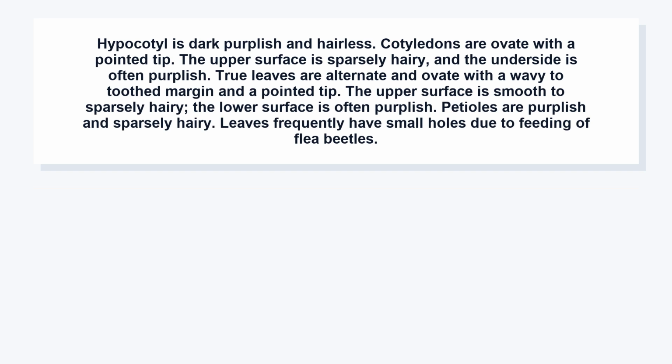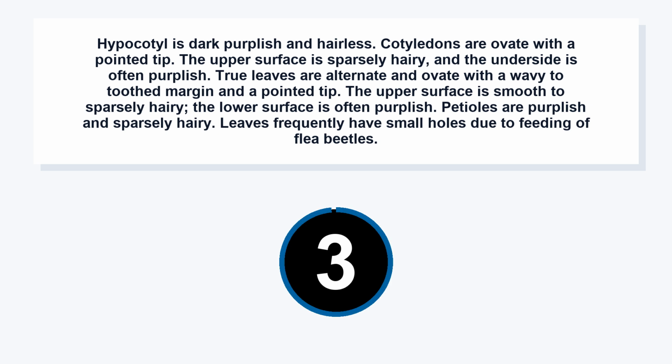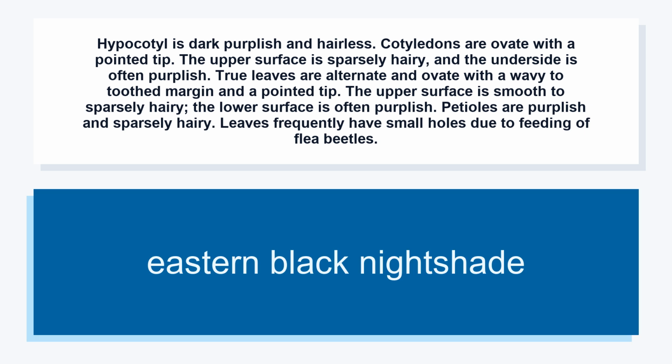Hypocotyl is dark purplish and hairless. Cotyledons are ovate with a pointed tip. The upper surface is sparsely hairy, and the underside is often purplish. True leaves are alternate and ovate with a wavy to toothed margin and a pointed tip. The upper surface is smooth to sparsely hairy, the lower surface is often purplish. Petioles are purplish and sparsely hairy. Leaves frequently have small holes due to feeding of flea beetles. Eastern black nightshade.